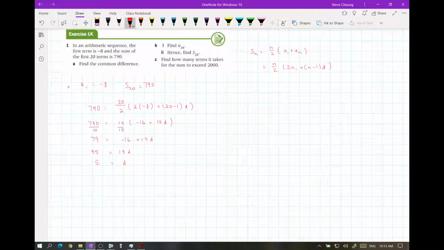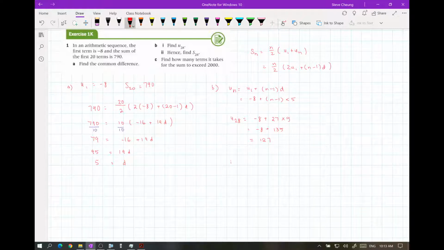Let's label that part A. For B, we want to find the 28th term. So we actually have a nth term formula now. Un is u1 plus (n minus 1)d, and we have all that information because we know that this is -8 plus (n minus 1) times 5. So that means the 28th term will be -8 plus 27 times 5, which is 127.